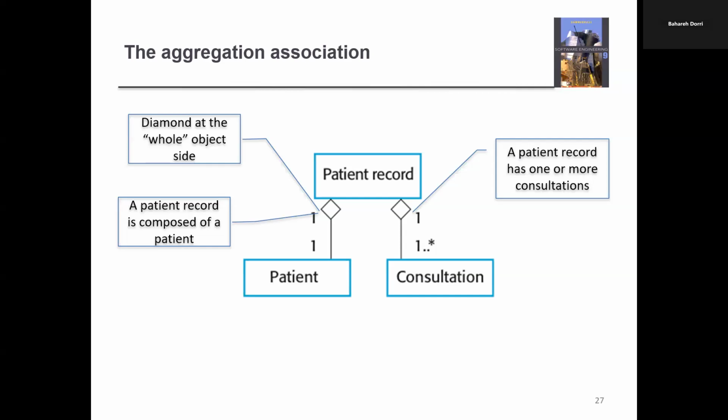The labels explain the relationship. A patient record is composed of exactly one patient. That's the one-to-one relationship on the left. And a patient record contains one or more consultations, which is a one-to-many relationship on the right. So each patient record belongs to one patient and it includes multiple consultations. This model helps us structure how the system stores related information, especially when we are thinking in terms of real-world objects.